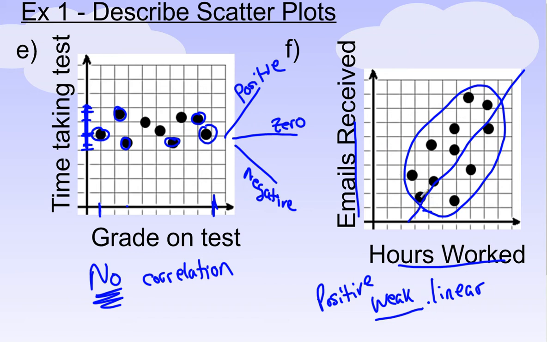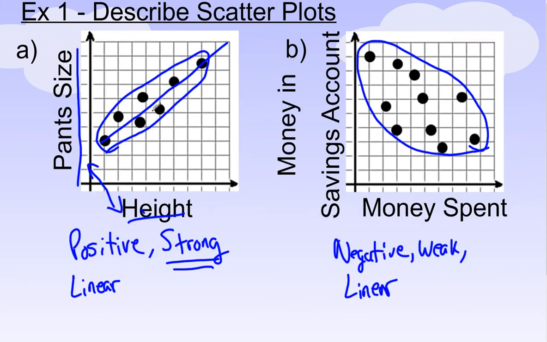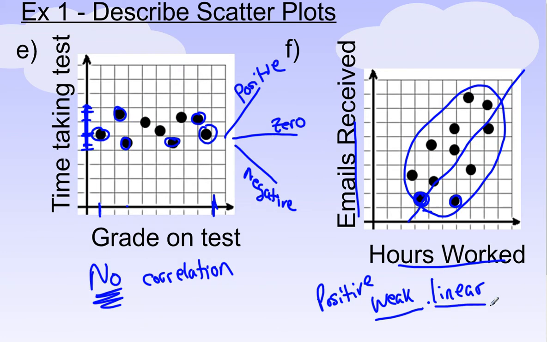So some people, maybe this person, worked not many hours and got a low amount of emails. This person worked more hours but still got a low amount of emails. So the more change, it just shows how true the relationship is. This is weaker, so this relationship is not as true for everybody. Whereas over here, as your height gets taller, your pant size gets bigger, that's for the most part true for everybody. And linear is the type of correlation because it's fitting in a straight line.